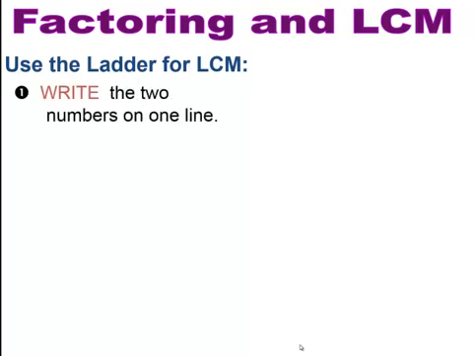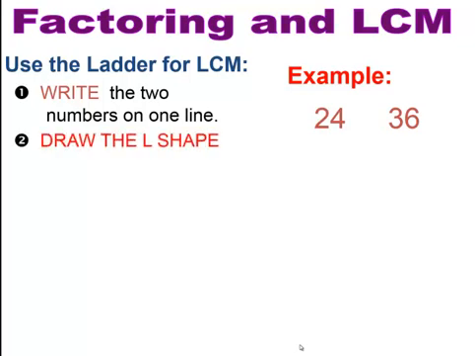When you're looking for the least common multiple of 2 or more numbers, and in this case we're going to do an example of 2 numbers, you take the 2 numbers and write them in a row. Our example is 24 and 36. Then you draw the L shape around it, so it's like a half box.